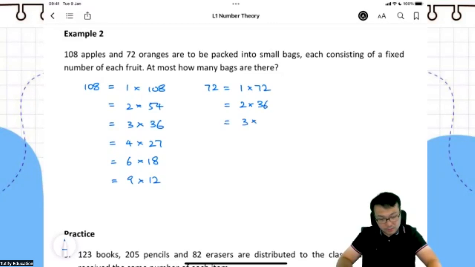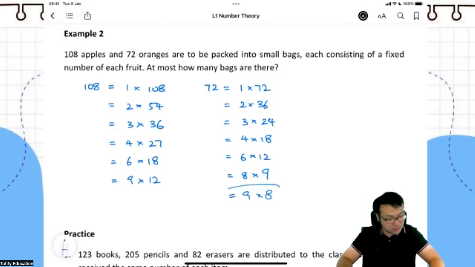Okay, we have 3 times 24, 4 times 18, 12, 8 times 9, 9 times 8. Oops, starting to repeat. Please don't. Okay, delete it. We stop here. So these are all the factors of 72.